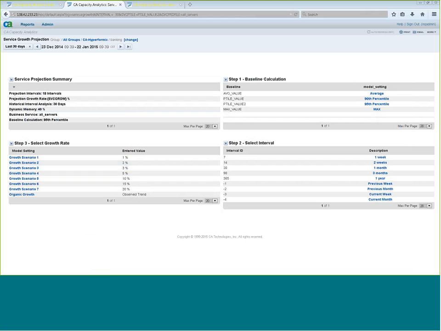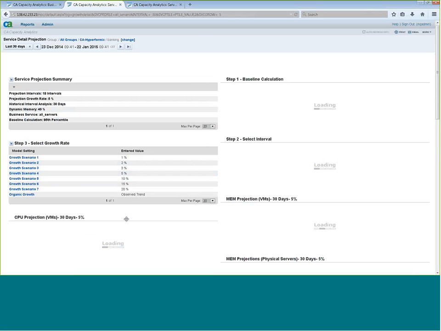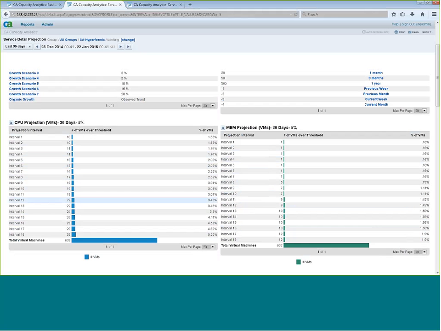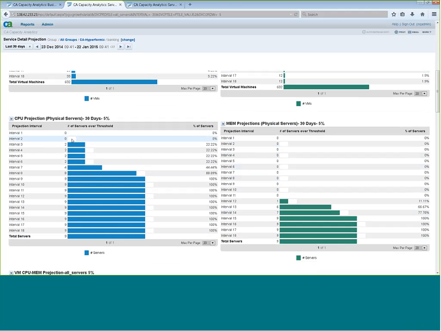Okay, so I've selected my historical interval analysis at 30 days. I have a dynamic memory setting of 40%. Again, I can change that in the configuration, but what that says is 60% of my memory is static or fixed. Now I can look at different growth scenarios. So I can say, well, what does a 5% growth scenario over this baseline do? And it's calculating the model results for my 18 intervals. And then it's letting me know at that growth rate of 5% per period, how many of my VMs are going to be over threshold as we go out for CPU and memory, and how many physical servers might be over threshold as we go out.